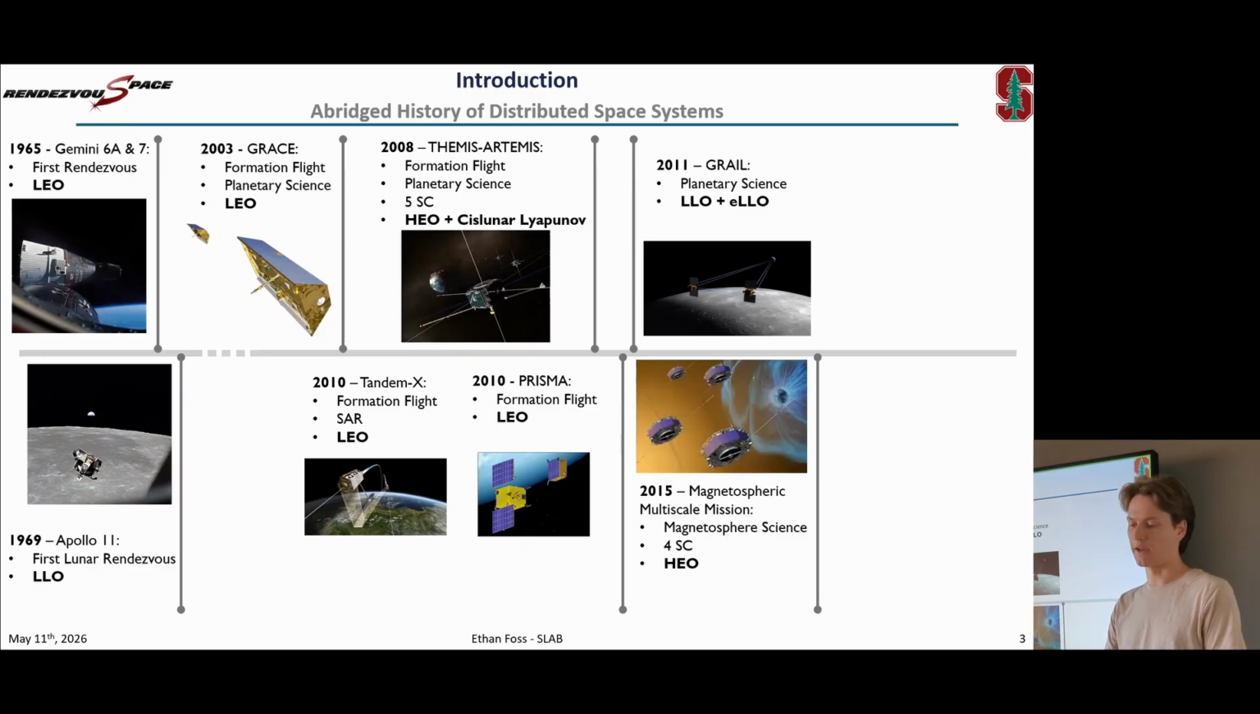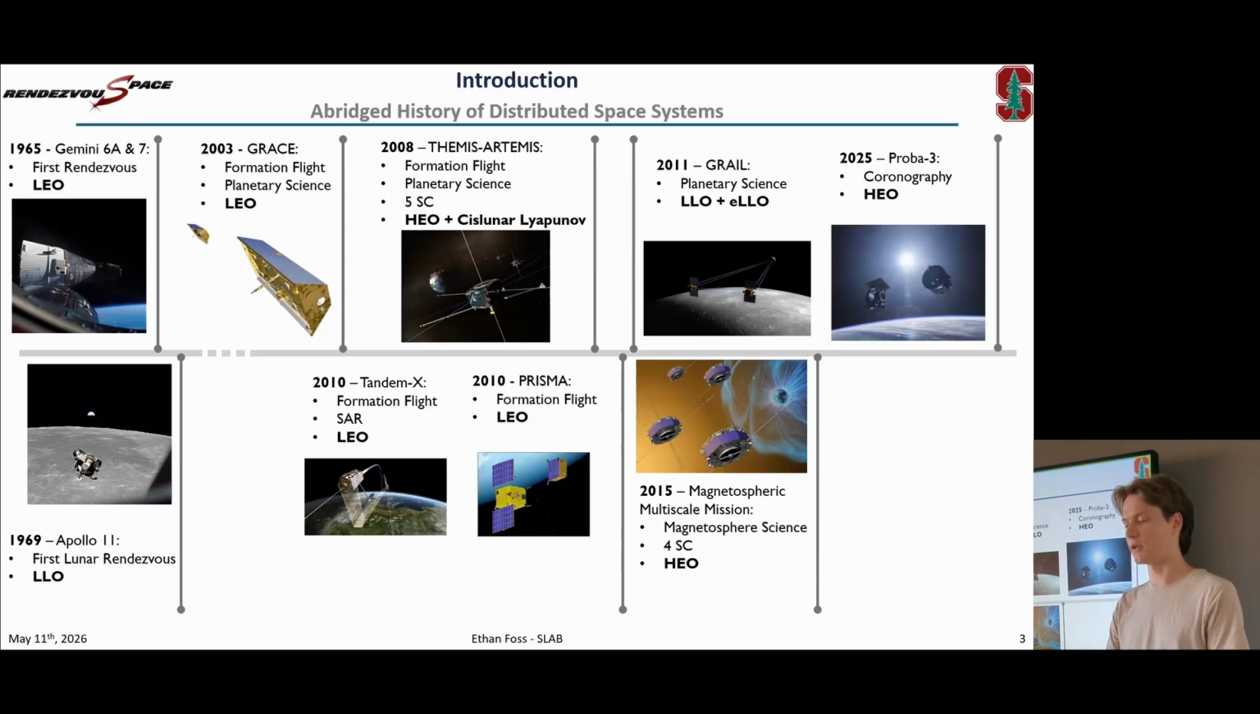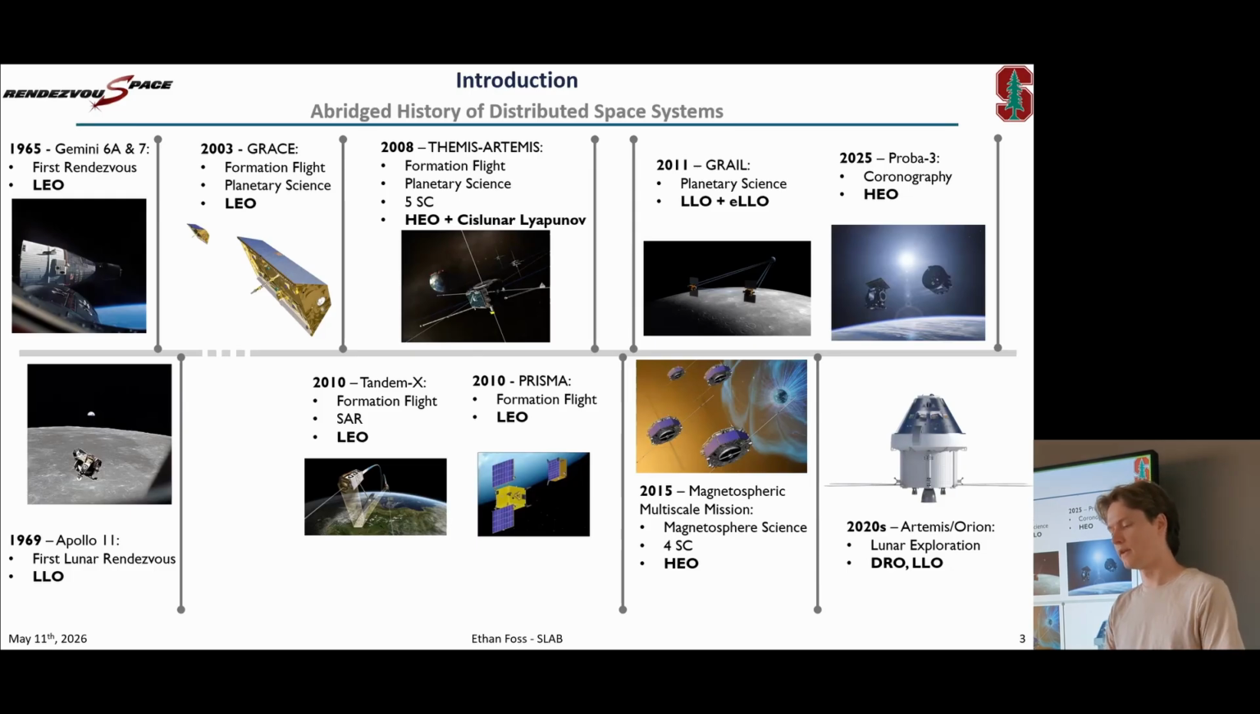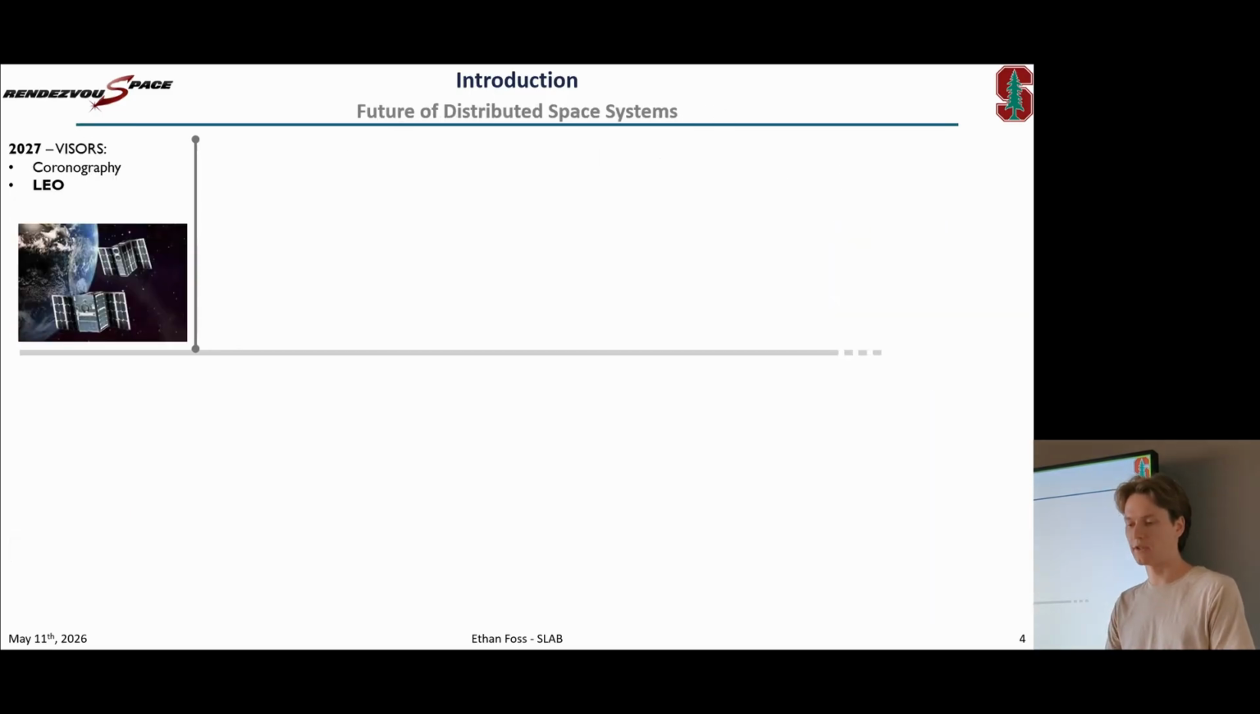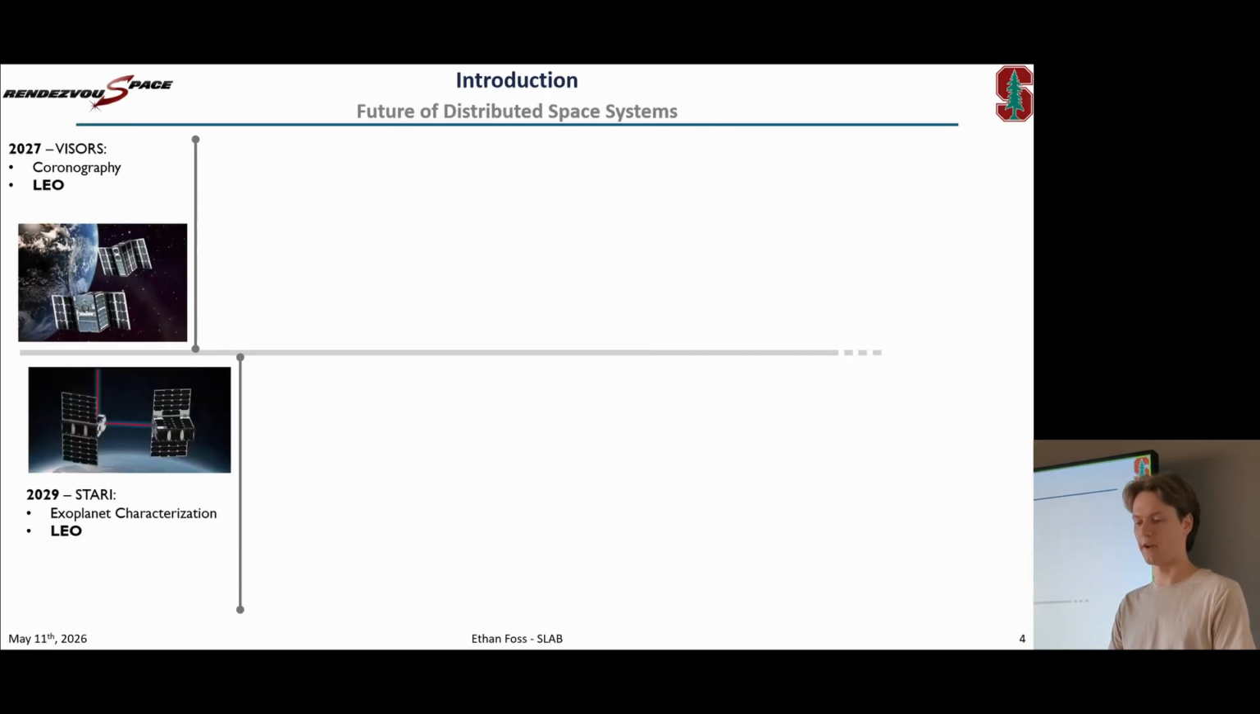Then we see a swarm mission, the Magnetospheric Multiscale mission, consisting of 4 spacecraft in a highly eccentric orbit. And up until now, we're seeing PROBA-3. This mission has really increased the accuracy that can be achieved with formation flight missions. Concurrently, we're seeing the return to the Moon with Artemis and Orion, greatly expanding our capabilities for lunar exploration. Looking into the future, we have VISORS and STARI, which are both missions that the Space Rendezvous Lab is working on.